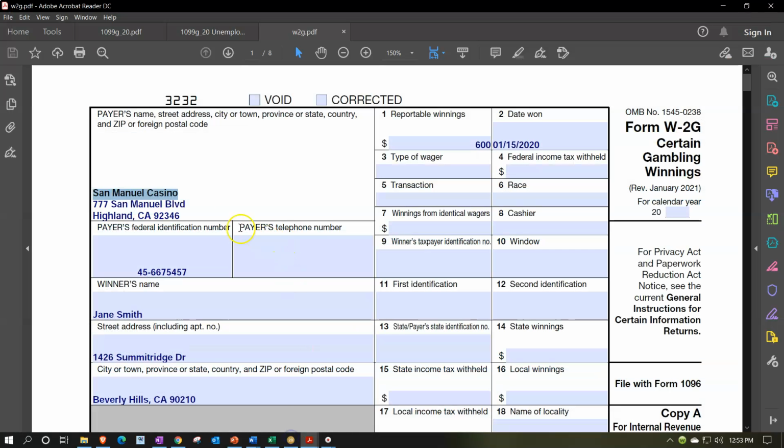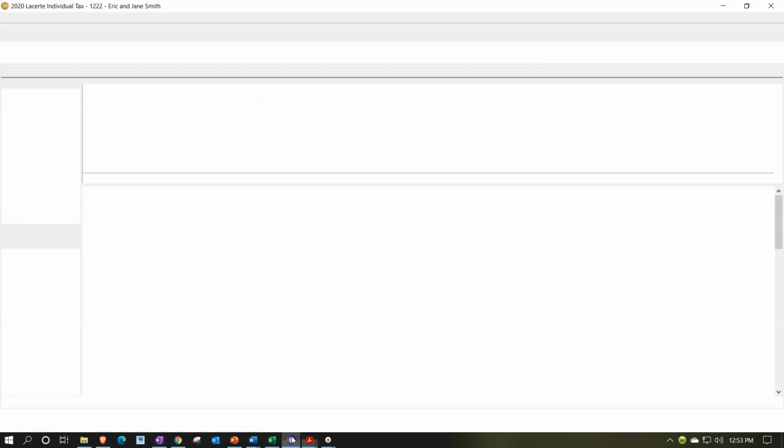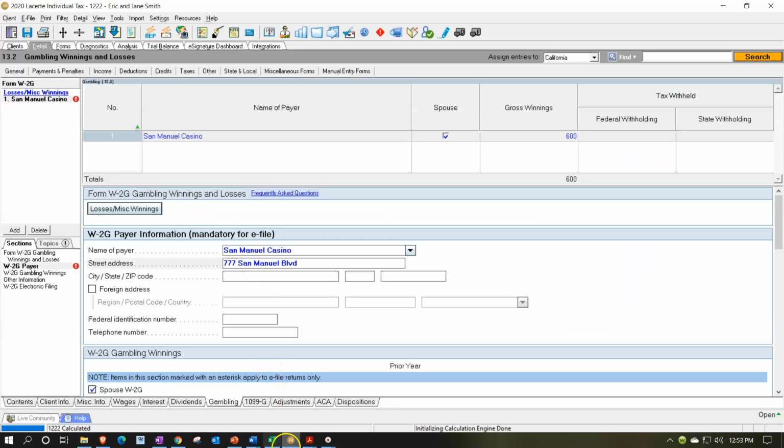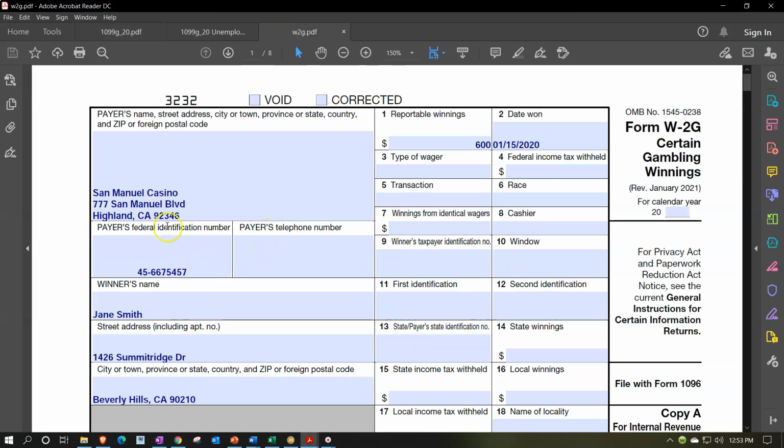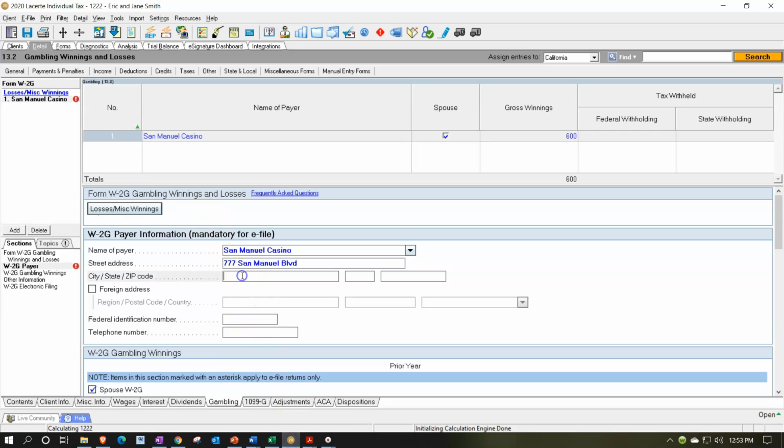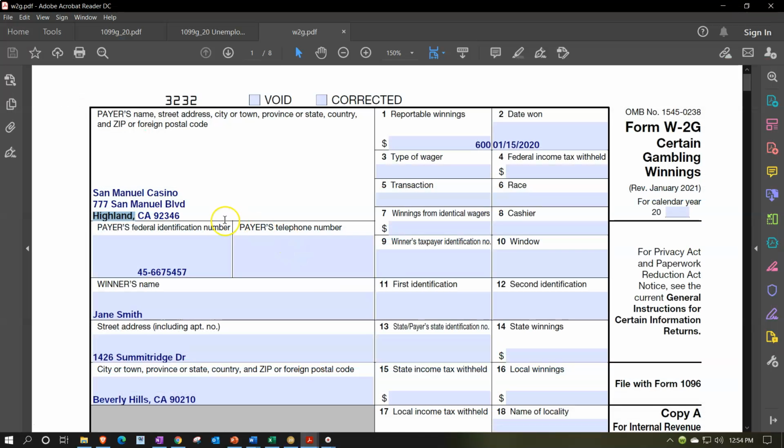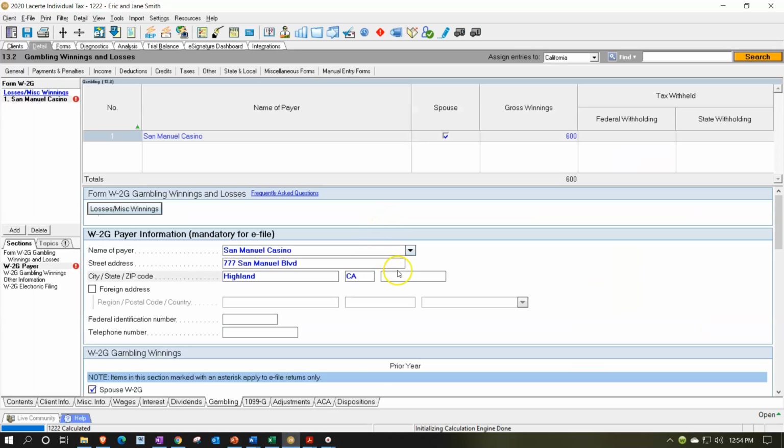We've got to do the address and all that. So I'm going to say that's 777 something, and pull that over and up, and then it's going to be Highland, California, and 92. So there we go. And I'm not advertising this casino or anything. I'm just putting it there for examples. And there we have it.